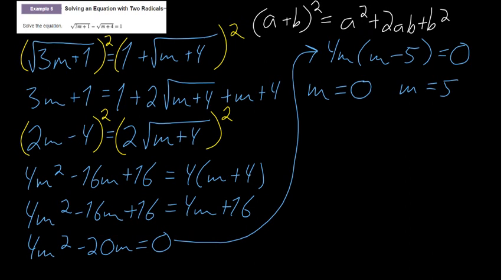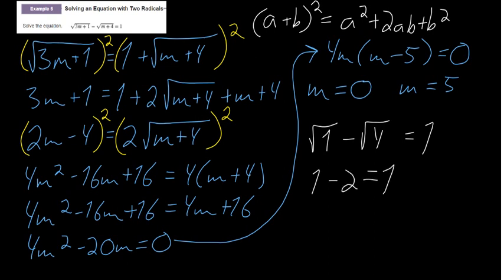Okay, so again, no easy way around it. We must plug our solution in. So let's go ahead and plug in a 0. Well, plugging in 0 is actually going to be pretty easy, right? I'm looking at my original equation. So plugging in a 0 would just be the square root of 1 minus the square root of 4, and that's equal to 1. And the square root of 1 is 1, 1 minus 2 is equal to 1. We know that is obviously not true. So 0 is not a solution.